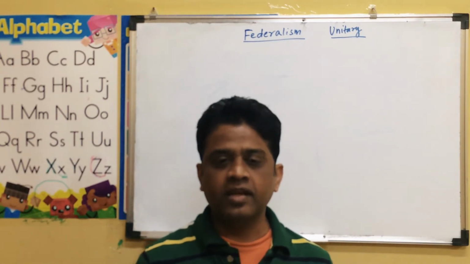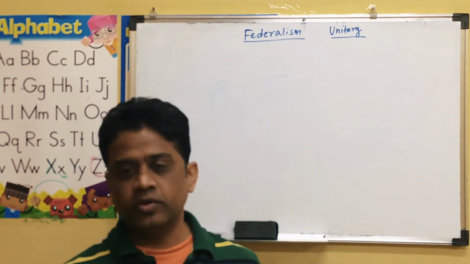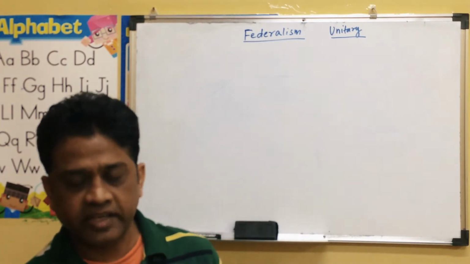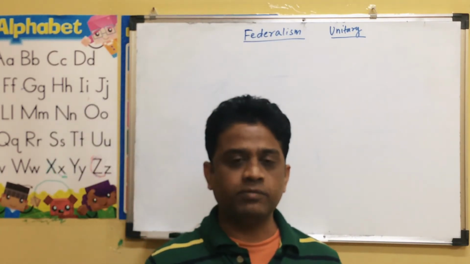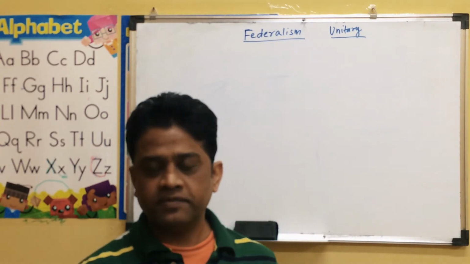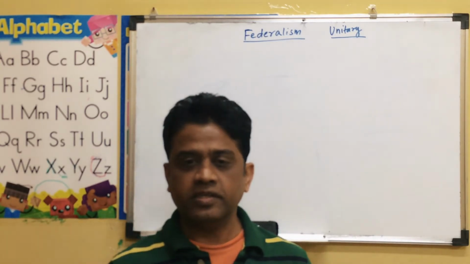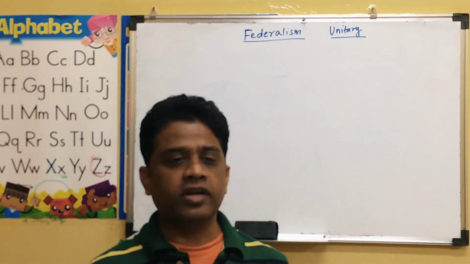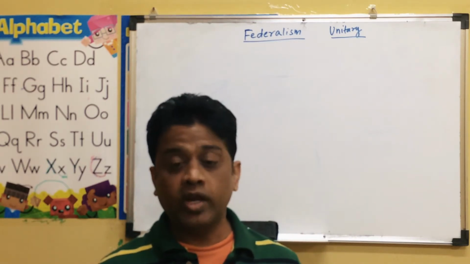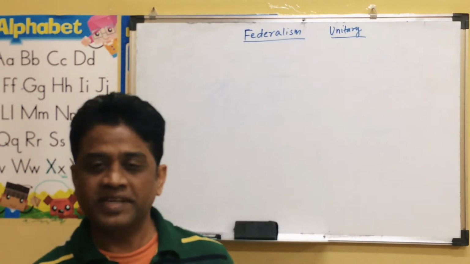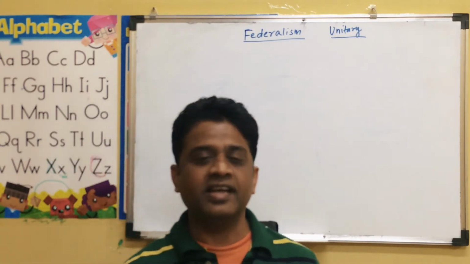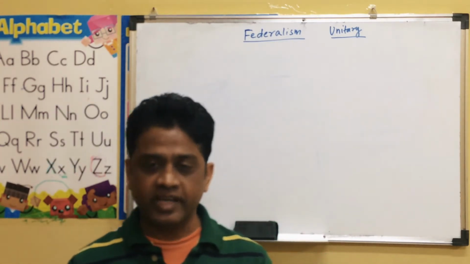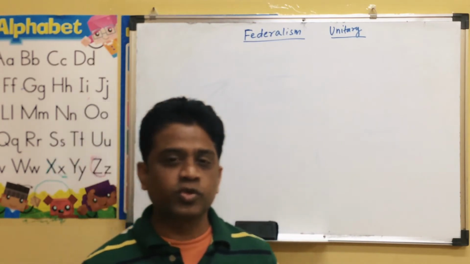Okay, but before we go into the details that is given in our textbook, I'm going to give you one example to make you understand what is federalism and what is unitary. So let's assume that you all are students. Well, you all are students already, you don't need to assume that. Let me assume that I am a student as well, and we all go to school.